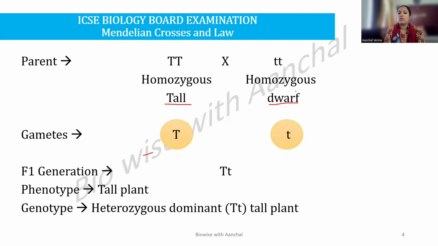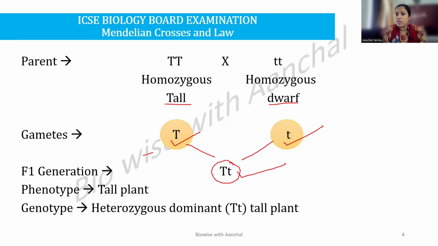When they were crossed, gametes are formed. Now both of these are homozygous, the same kind of alleles. Here also both are homozygous, the same kind of alleles. So this will produce the same kind of gamete, that is capital T, and this will produce the same kind of gamete, that is small t. So upon the cross, you get a plant which is capital T and small t. This is the F1 generation that you have got.